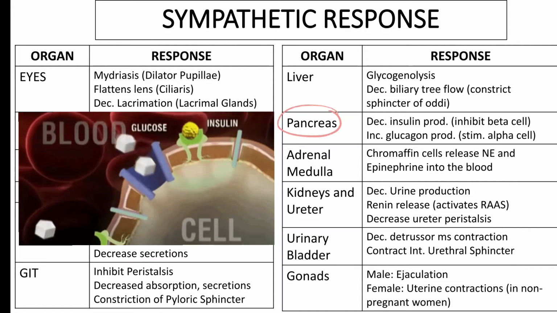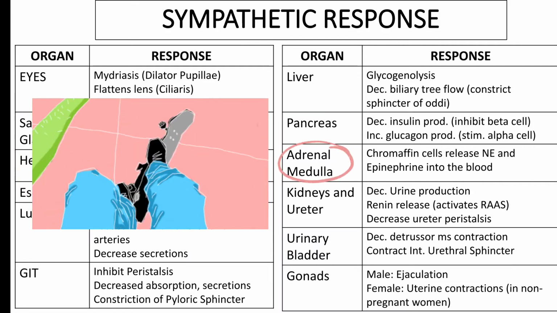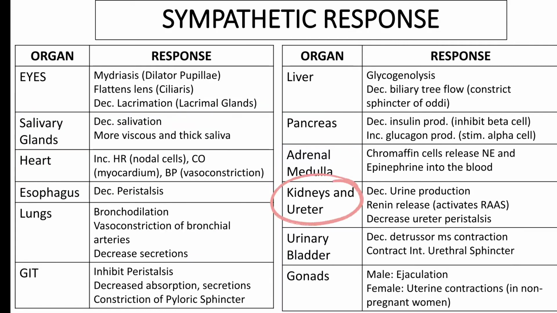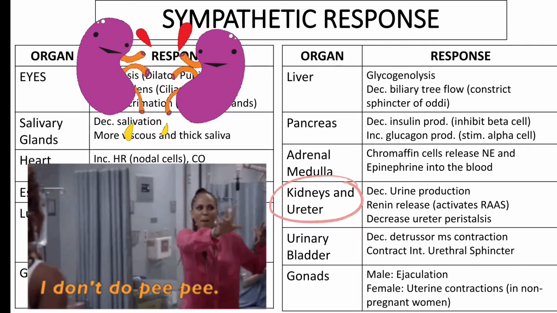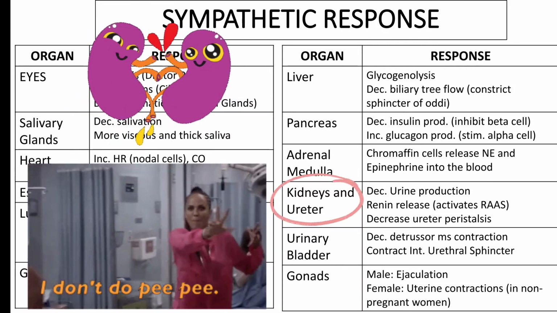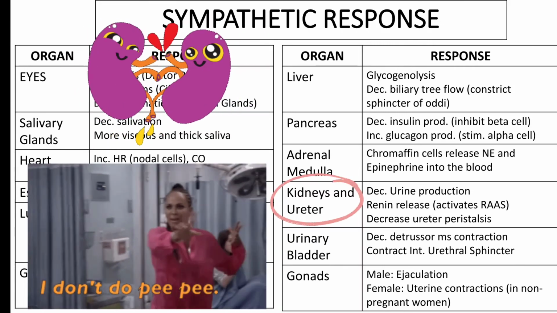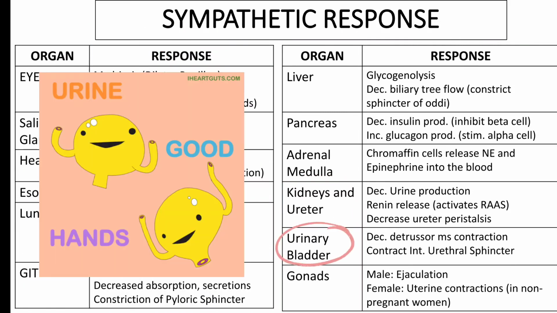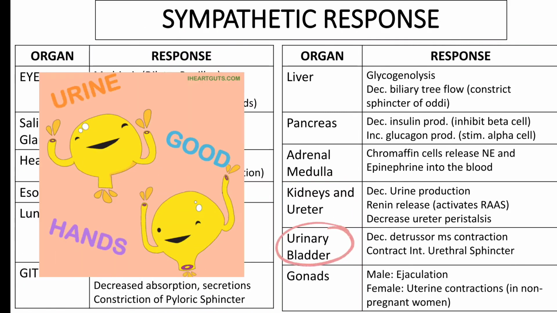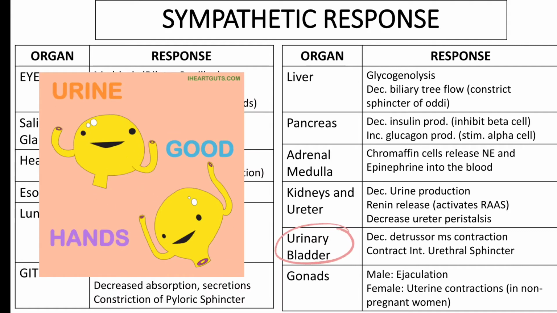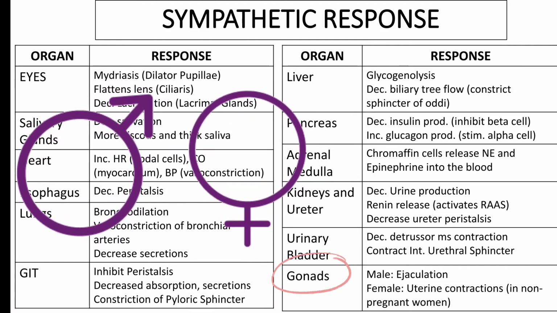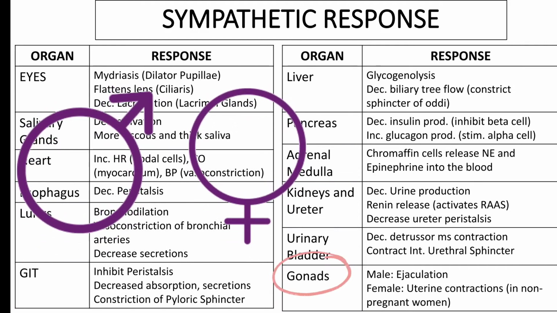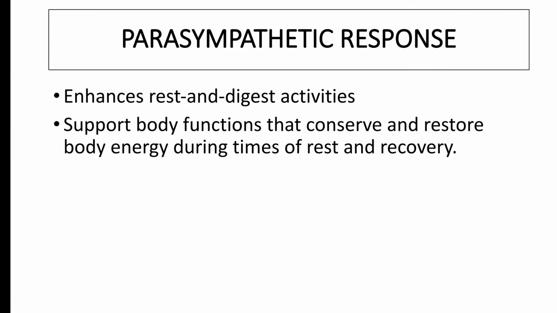For the adrenal medulla, chromaffin cells release norepinephrine and epinephrine into the blood. For the kidneys and the ureters, there is decrease in urine production, as well as renin release for activation of your renin-angiotensin-aldosterone system, as well as a decrease in ureter peristalsis. For your bladder, there is a decrease in detrusor muscle contraction, as well as contraction of your internal urethral sphincter. For the gonads or sex organs, for the male, there is ejaculation, and for the female, there is uterine contractions. Parasympathetic responses are for rest and digest activities, as well as for storage of energy.